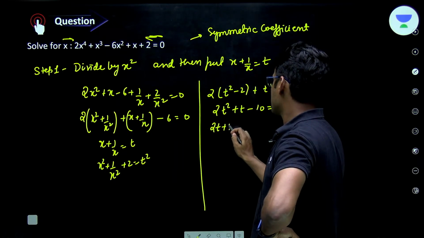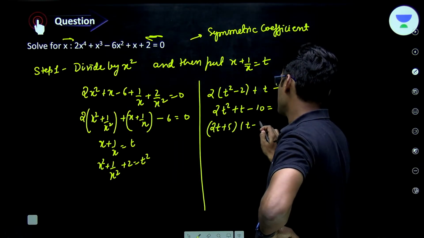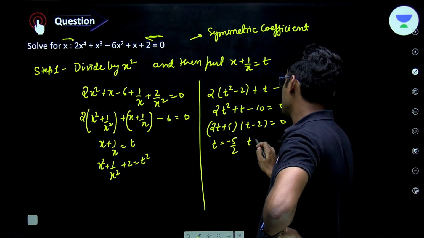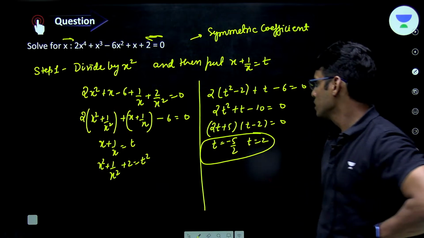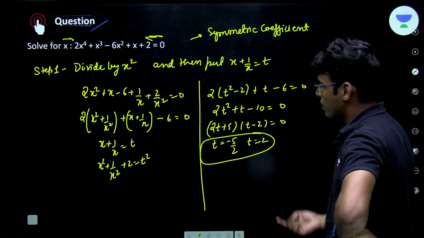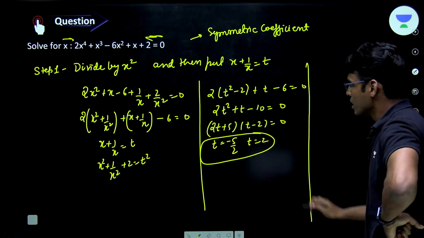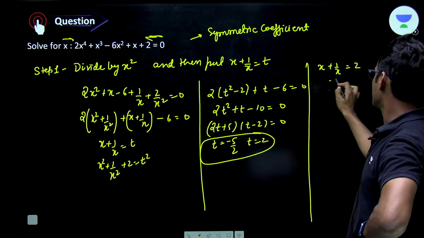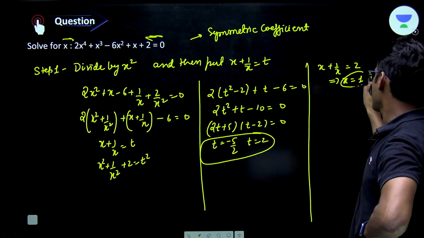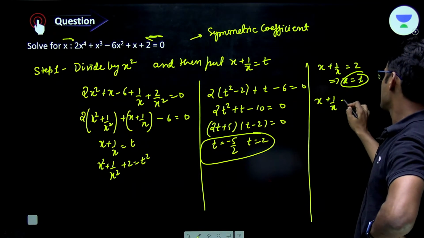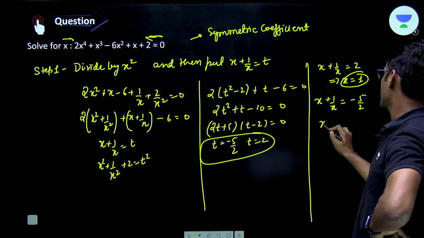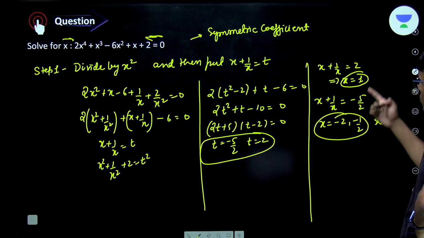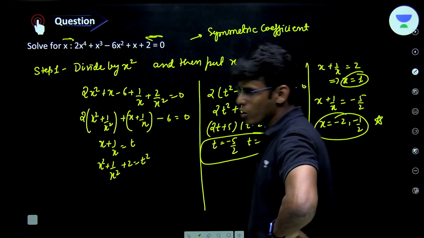So this is 2t plus 5 and t minus 2. So t equals minus 5 by 2, t equals 2. These are the two solutions, right? But it does not end here. Obviously, it does not end here. This is your t. So you have x plus 1 by x as 2. This gives you x equal to 1 only. You can check. When you have x plus 1 by x is equal to minus 5 by 2, you have x is equal to minus 2 and minus half. You can check it again. So 1, minus 2, minus 1 by 2. These are your three roots.